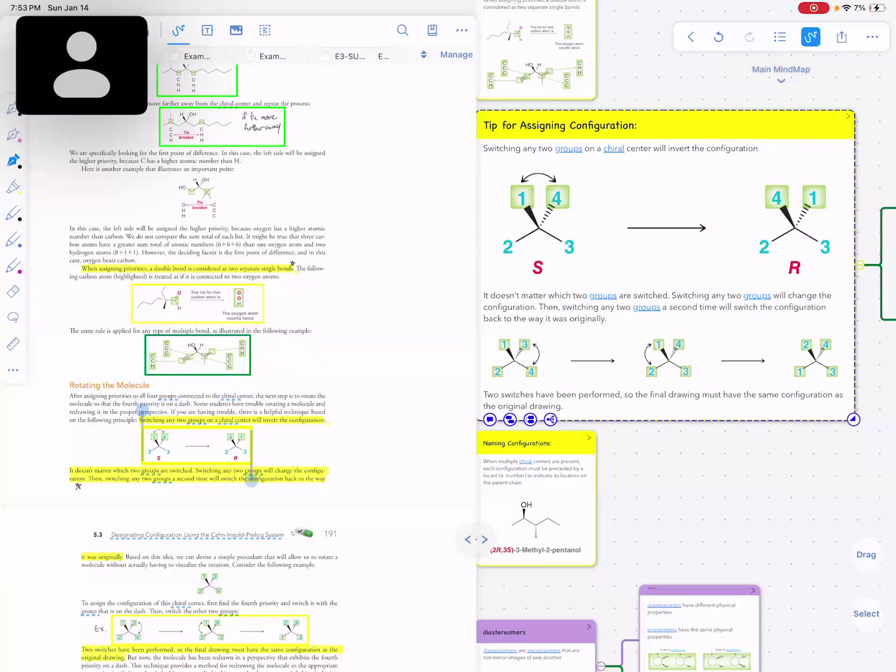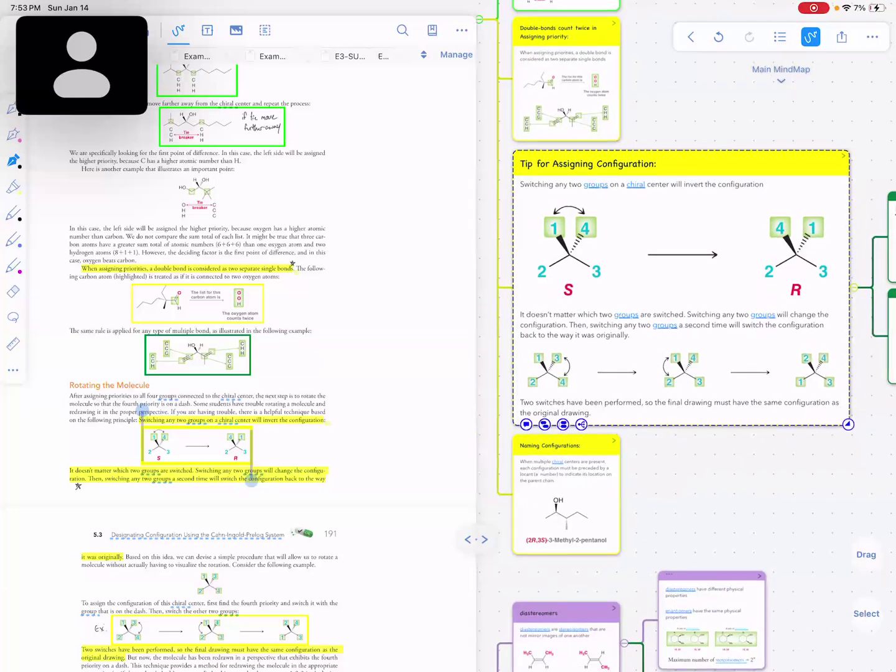Tip here, basically, you have to have the lowest priority pointing away from you. Okay? Thank you. Question. Yes, go ahead. So how do we know which way to draw the hydrogen, to the left or to the right? How do we know?